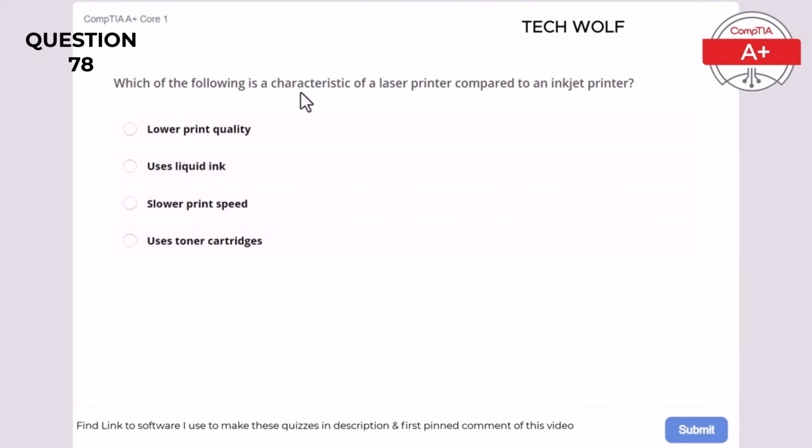Which of the following is a characteristic of a laser printer compared to an inkjet printer? Lower print quality, uses liquid ink, slower print speed, or uses toner cartridges. And the correct answer is uses toner cartridges.